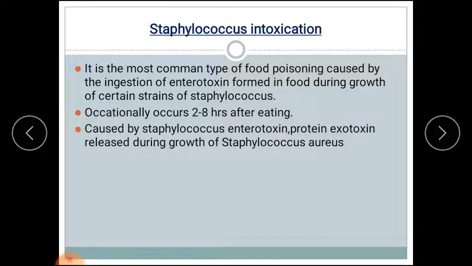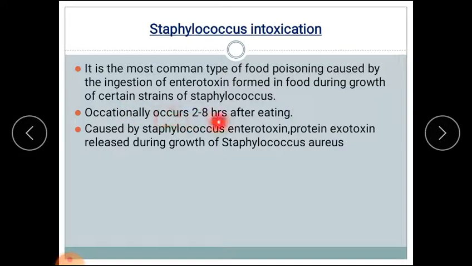Now first, what do you mean by staphylococcus intoxication? It is the most common type of food poisoning which is caused by the ingestion of enterotoxin formed in food during the growth of certain strain of staphylococcus. Okay, so the organism staphylococcus is present in food and it is producing which toxin? Enterotoxin. And when a person eats a food containing enterotoxin, then it leads to staphylococcus intoxication.